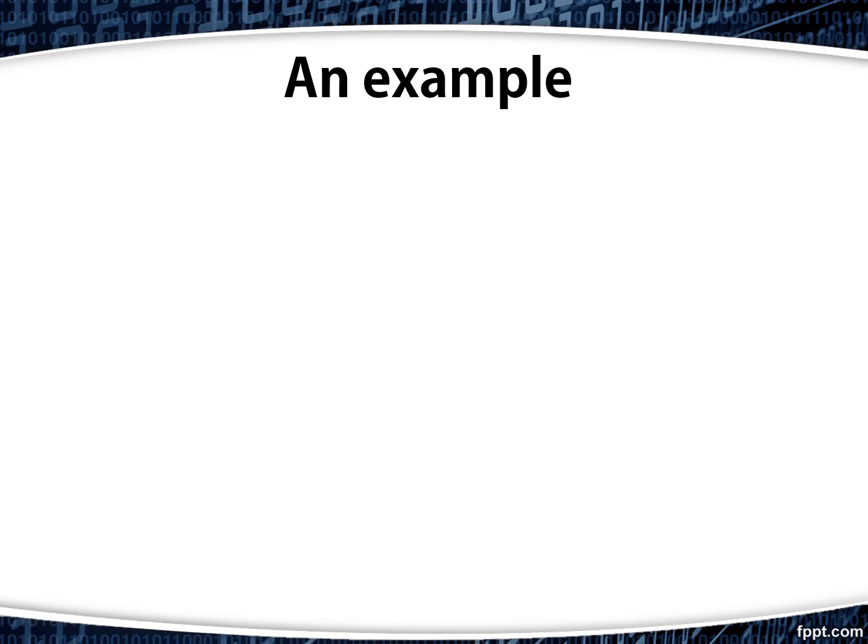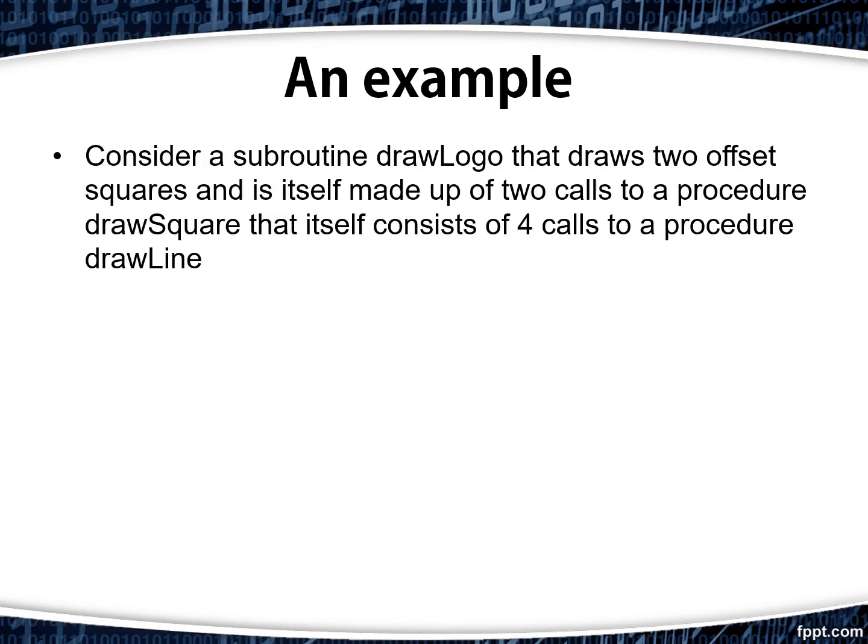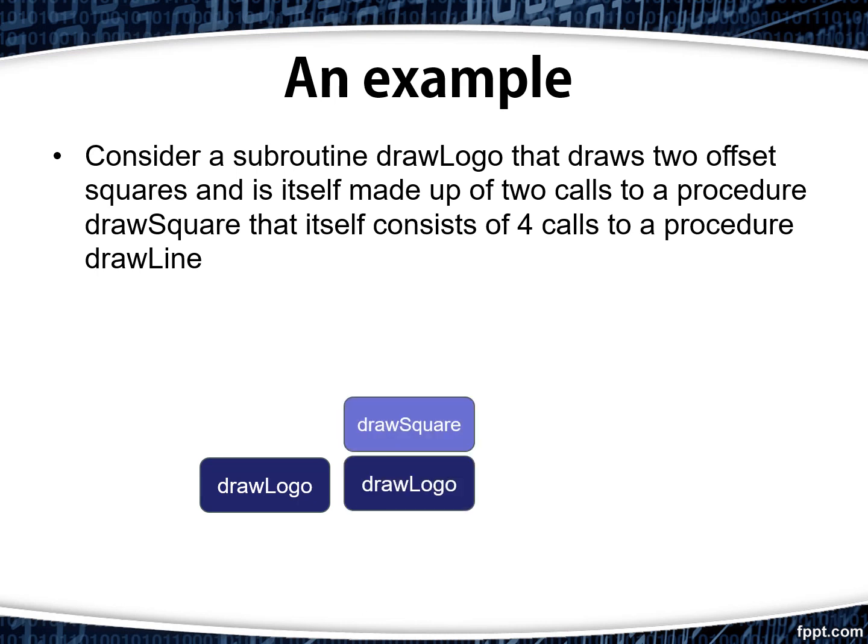Let's take a look at an example of the call stack in action. We'll consider a subroutine drawLogo that draws two offset squares and is itself made up of two calls to a procedure drawSquare that itself consists of four calls to a procedure drawLine. First, drawLogo would be placed on the call stack. Then it would call its first example of drawSquare. This would now be placed ahead of it on the call stack.